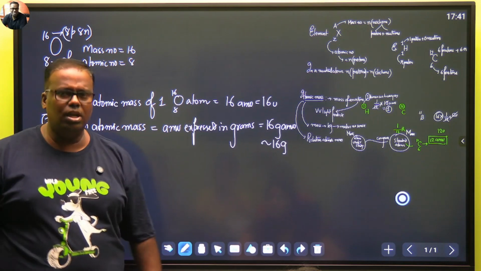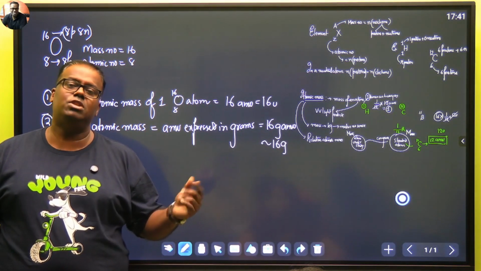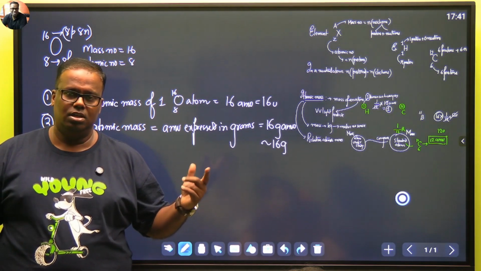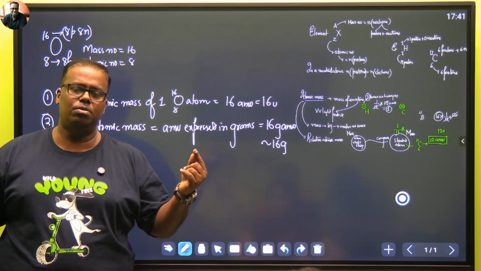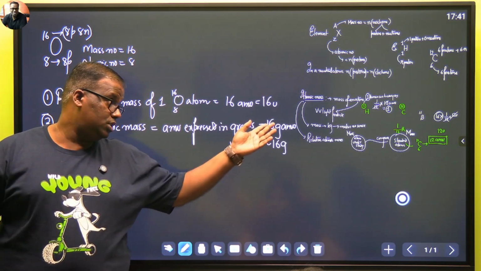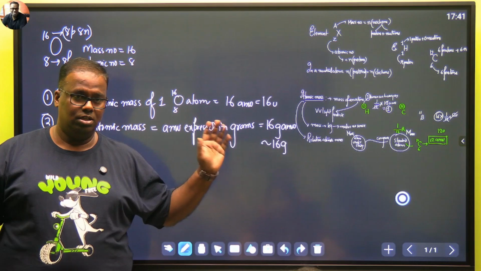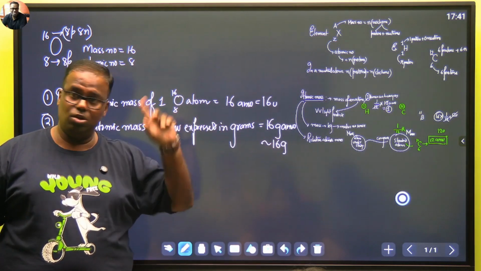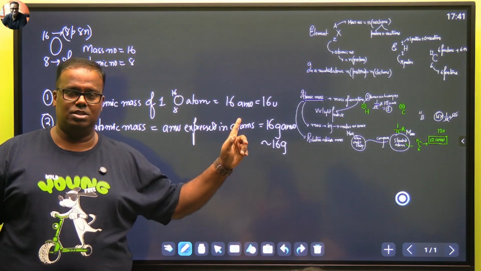And if there is any doubt, you ask yourself, one cardamom seed is much bigger than oxygen. What would be the weight of one cardamom seed? 2 grams, 1 gram, 2 grams. And you want to say one atom of oxygen will be 16 grams. Are you getting the catch? So this is not that gram. This is not that gram. This is what gram? Gram atomic mass.